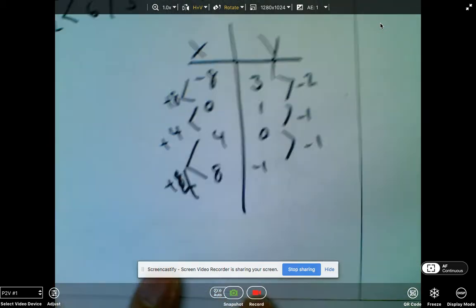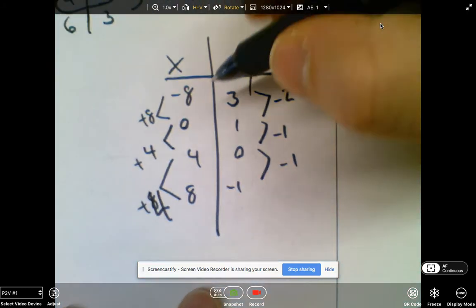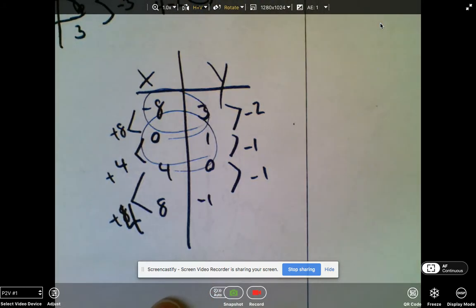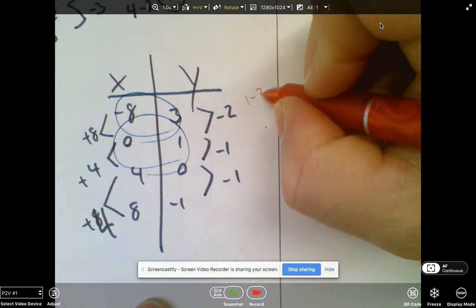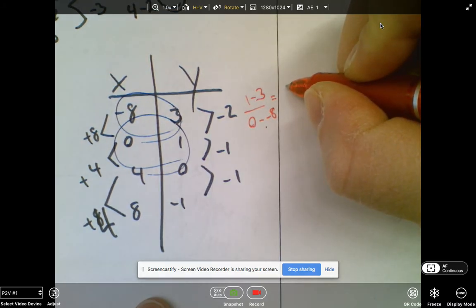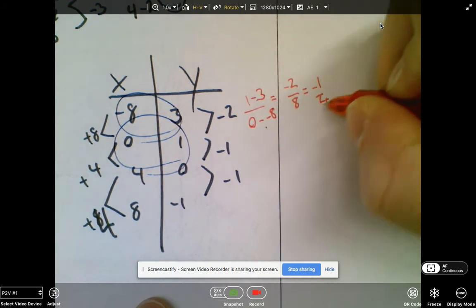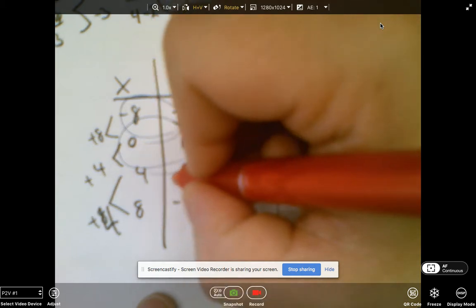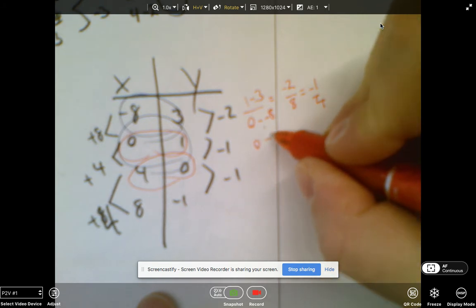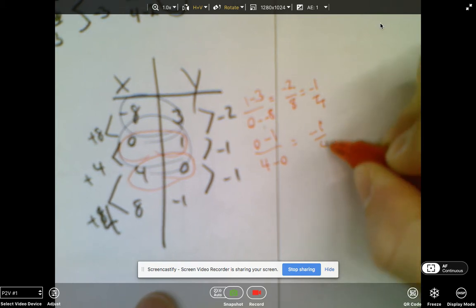So to check that, you might want to look at the slopes to see if they're the same, because it might trick you. So let's say I start with these 2 coordinates. If I did the slope here, we would do 1 minus 3 and 0 minus -8. So that would be -2 over 8, or -1/4. So that would be the slope there. Now let's say I chose the next 2 coordinates here and here. So that would be 0 minus 1, 4 minus 0. That's still -1/4, so the slope's the same.